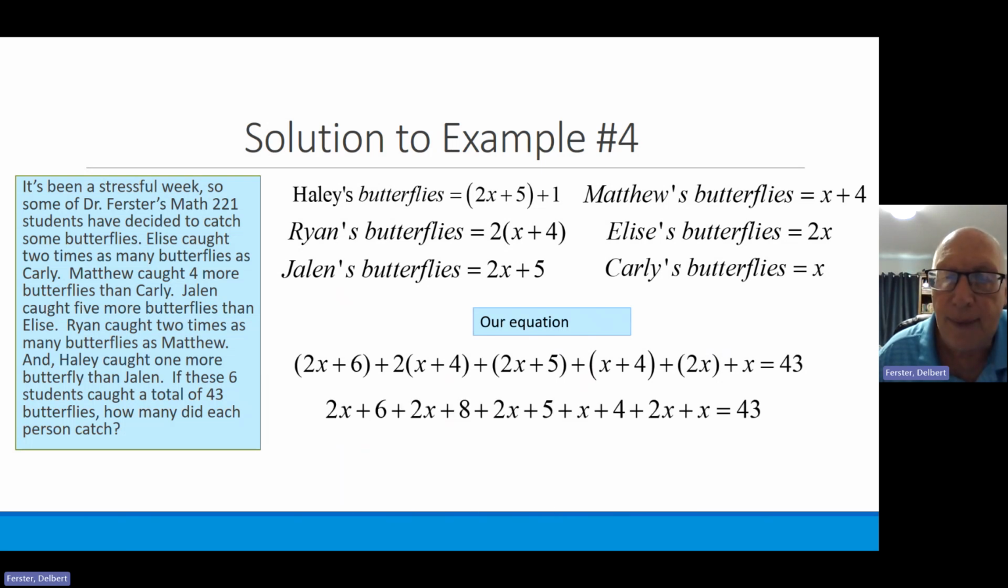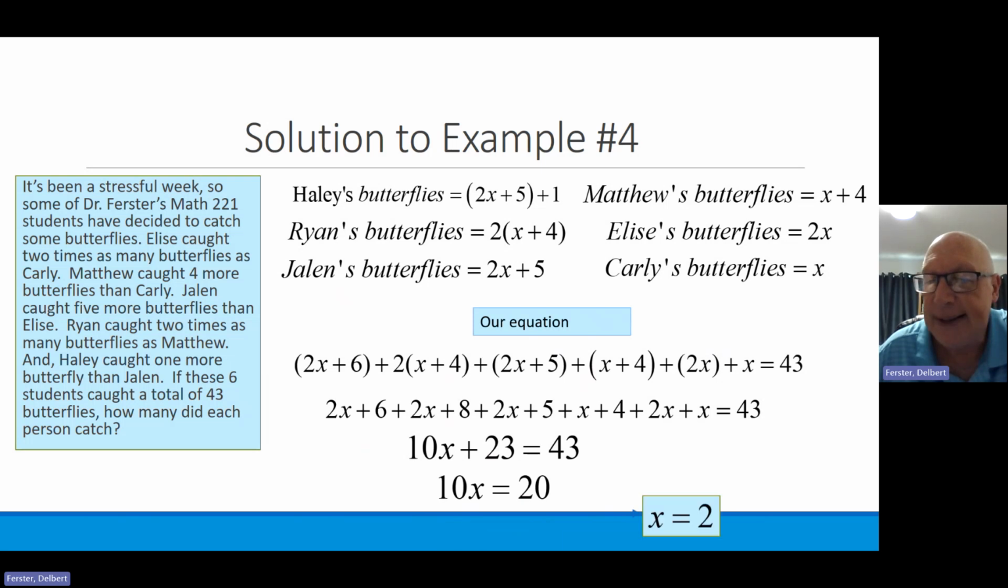So there's your distributive for the 2x plus 8 on that second person. That would be Ryan. Put all those x's together. Man, that's a lot of x terms. 2 and 2 and 2, that's 6, 7, 9, looks like 10 X's. If you combine the 6 and the 8 and the 5, looks like we got 23. Subtract 23 from both sides. All right, divide by 10.